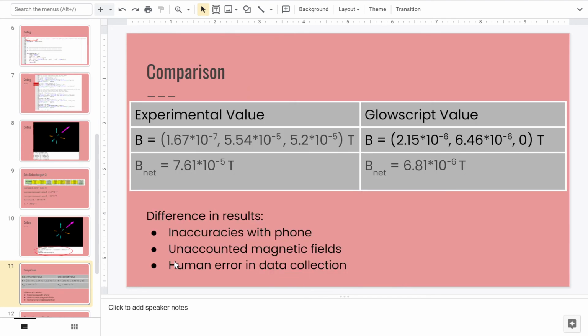In comparing, these values differ, and that is because, A, the experimental value is in real life, and B, the GlowScript value is all theoretical. The difference in these results could be explained by inaccuracies with my phone. My sensor might not have been completely accurate. There could also be unaccounted-for magnetic fields. I did this experiment outside to try to minimize the effect of unaccounted magnetic fields, but of course they're ever present. And there is human error in data collection. This lab was very difficult to do, and it took a lot of time and a lot of eyeballing, trying to figure out how to set it up right, etc.